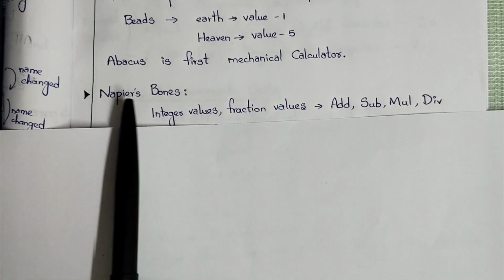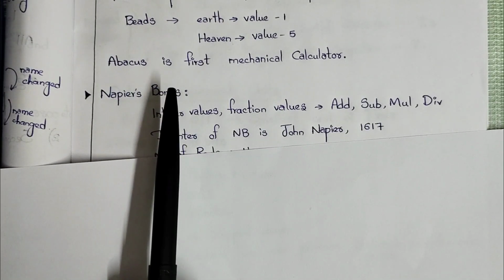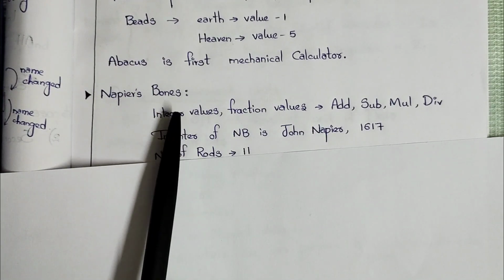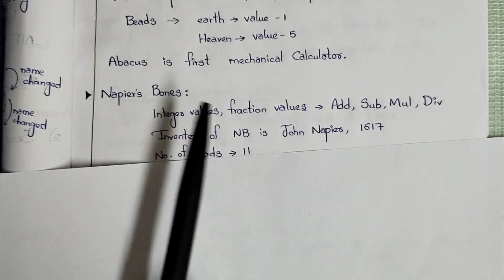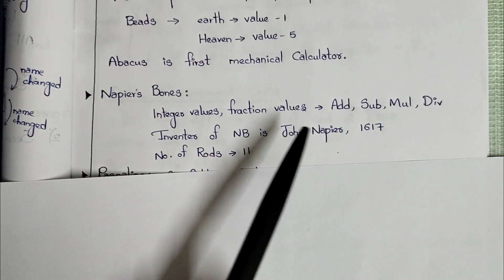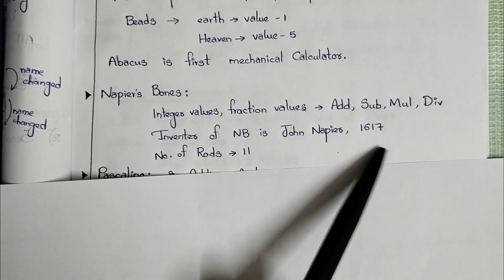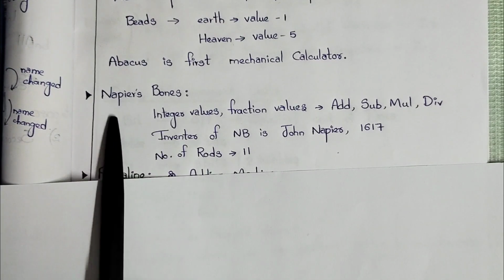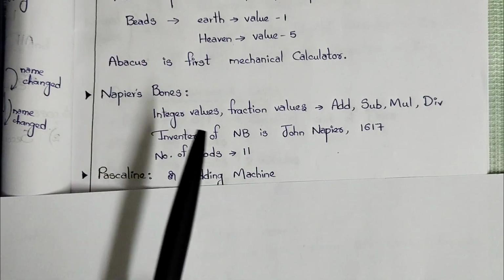The next one is Napier bones. Napier bones is also a device that is used to calculate. Here we can perform addition, subtraction, multiplication, division on integer values as well as fraction values. The inventor of Napier bones is John Napier. In the year 1617 he invented Napier bones, and there are 11 rods in the Napier bones.